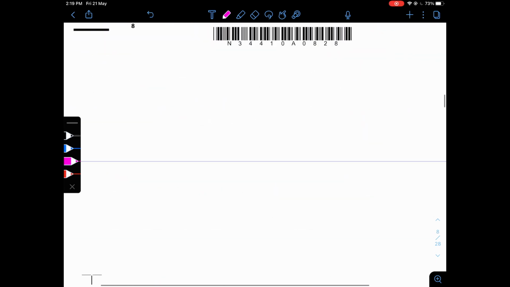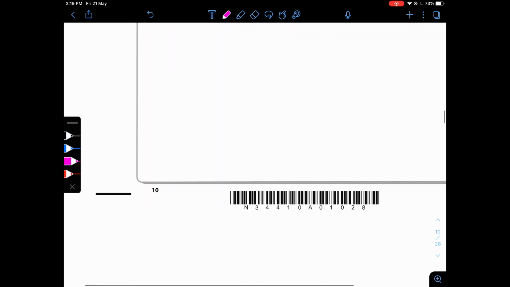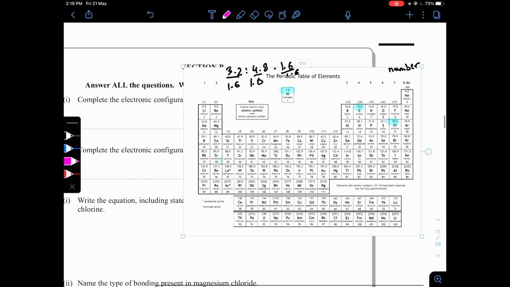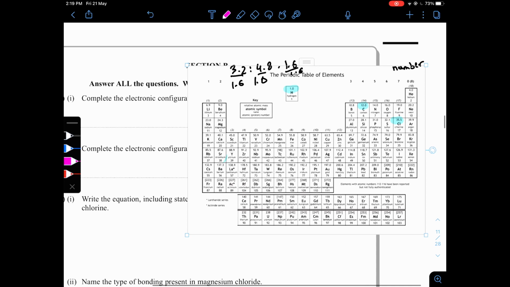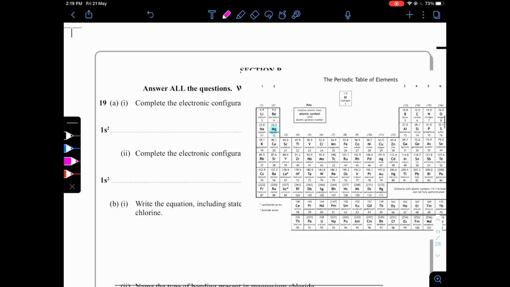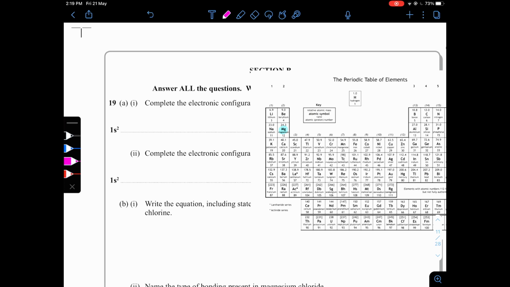Magnesium is over here. You can see there are 12 protons, right? So there must be 12 electrons. So we keep going until we get 12. After the s, we get another s, so that's 2s2. So that's a total of 4 now.